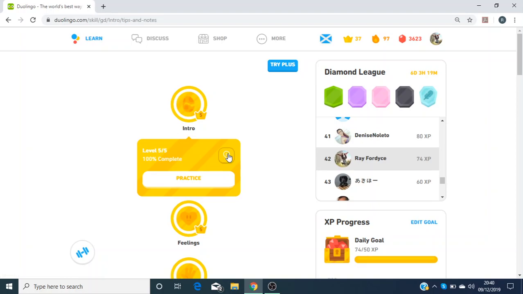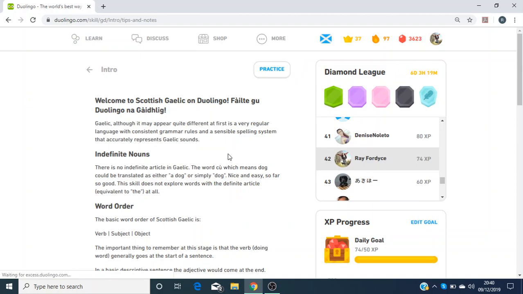So let's have a look at the notes for one. Welcome to Scottish Gaelic on Duolingo. Fáilte go Duolingo na Gaelic. Gaelic, although it may appear quite different at first, is a very regular language with consistent grammar rules and a sensible spelling system that accurately represents Gaelic sounds.